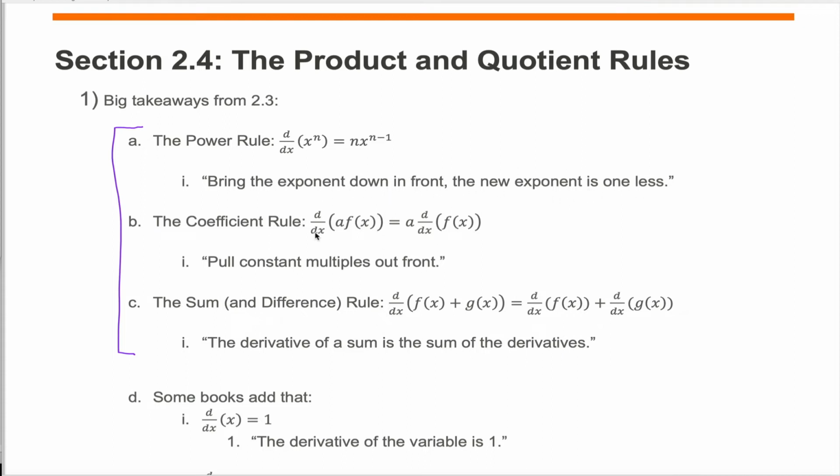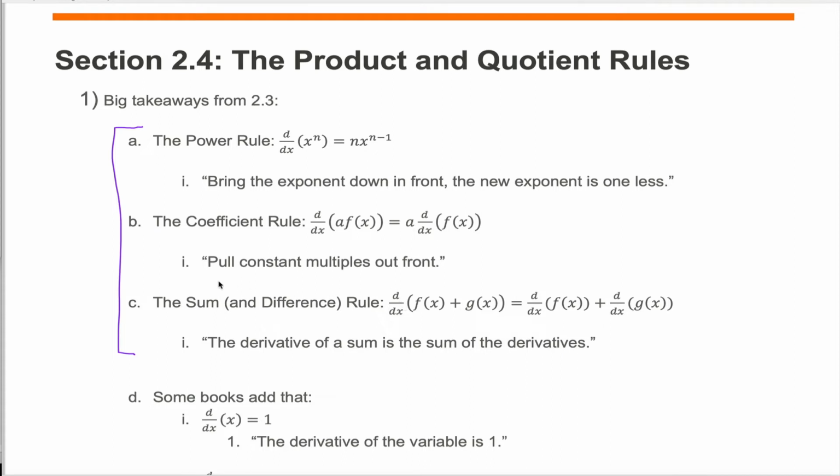And then we tacked onto that rule the coefficient rule, which says if you're not just taking the derivative of x cubed, but you're taking the derivative of 5x cubed maybe, all you have to do is leave that 5 alone and multiply that by the derivative of x cubed. So it'd be 5 times 3x squared. In other words, 15x squared. You pull constant multiples out in front of your derivative symbol. This a goes out here.